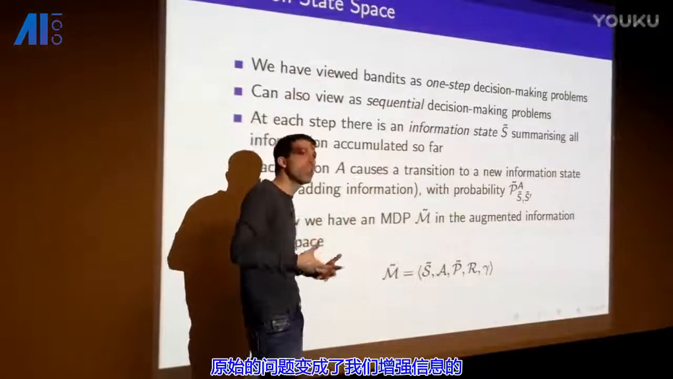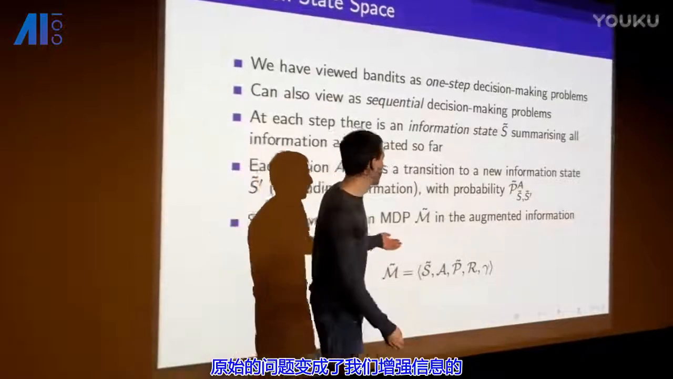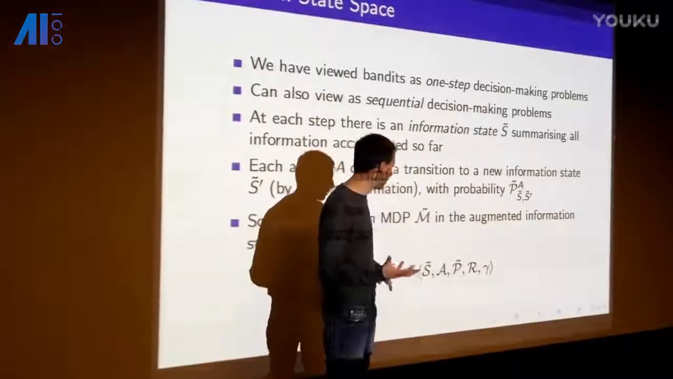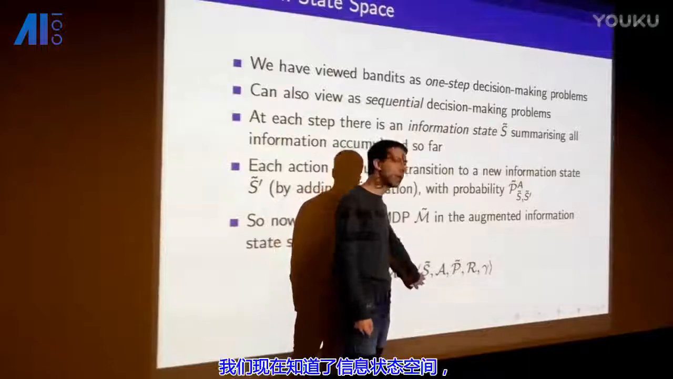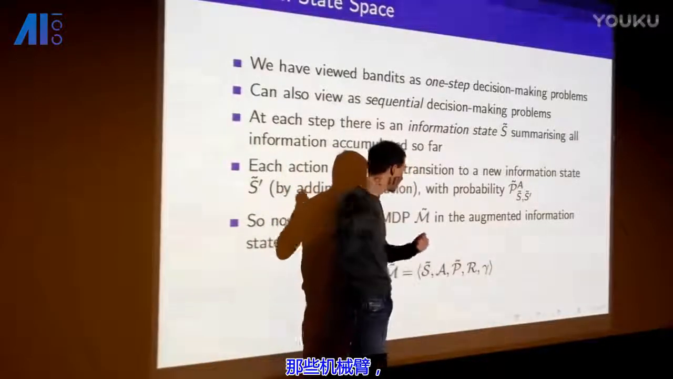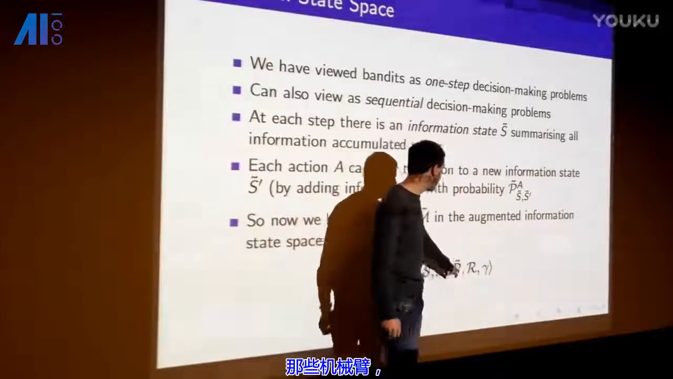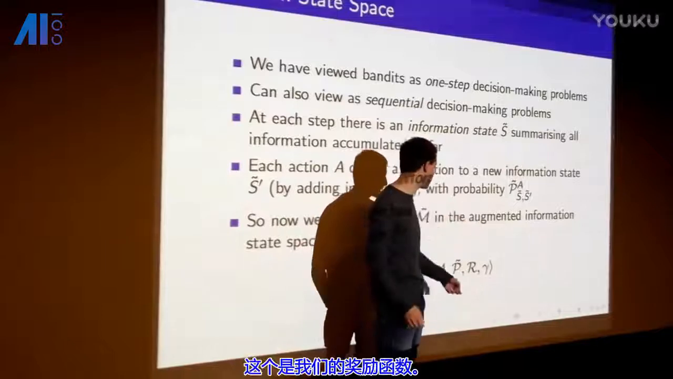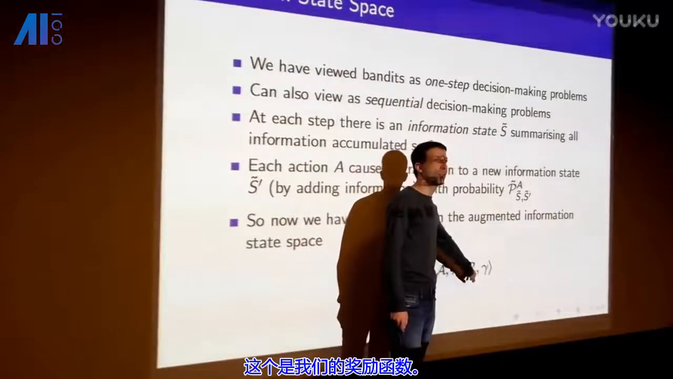We've augmented our original problem, our bandit problem, into an augmented information state space. We've got this M tilde, that's our overall MDP. And now we've got this information state space. We've got our normal action space, these are the levers, the arms of my bandit. We've got our transition matrix, this is the way that we transition from information state to information state. We've got my normal reward function.